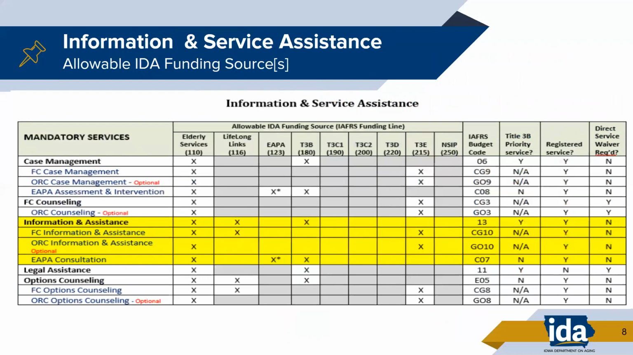Area Agency on Aging staff may provide all information and assistance services directly without requesting a direct service waiver. Refer to Chapter 2 of the reporting manual for more information on direct services and the need for providing the service directly.